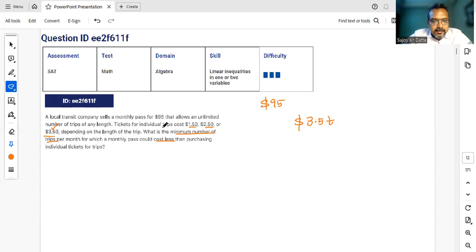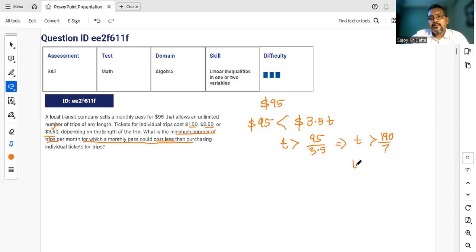And now you are saying that this has to be greater than, because the monthly pass, they're saying, would cost less. So that means 95 would cost less than this. Or in other words, T is greater than 95 over 3.5. So if I were to just multiply by 2, or you can just use a calculator, we get T is bigger than 190 over 7. So that's T is bigger than 27.1 something. Obviously you can't have fractional trips. And if you take 27 trips, then you are actually going to have 95 to be costlier. So you will have to have 28 trips.